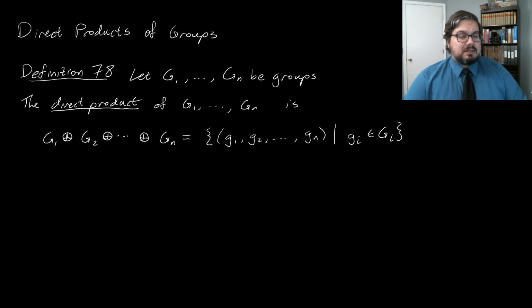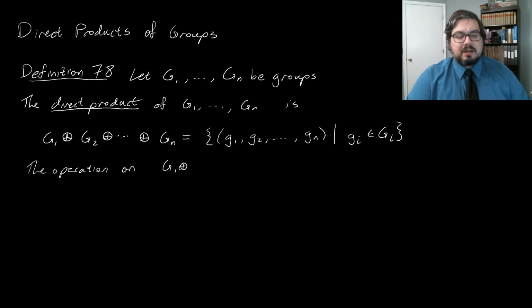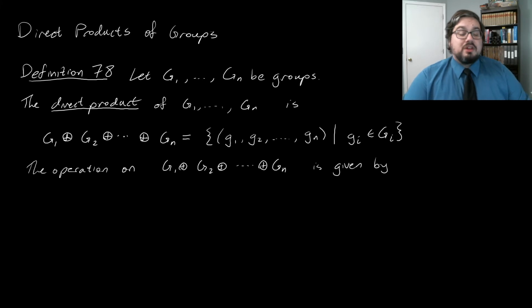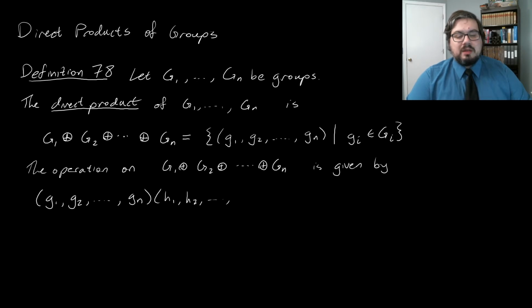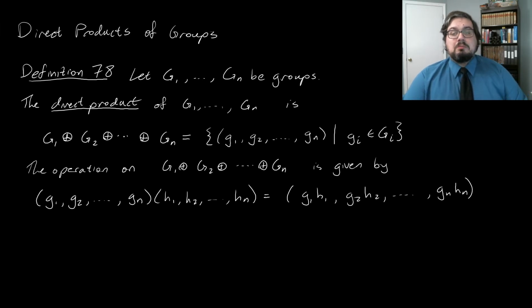So this is the direct product of groups definition. In order to give a group structure to this, we need to know what the operation is. The operation on this group, G1 direct sum G2 up to Gn, is given by doing the various operations for the groups G1 through Gn in each coordinate. So it's coordinate-wise operation, meaning that if I take an element (g1, g2, through gn) and multiply it by an element (h1, h2, up through hn), the result will be (g1h1, g2h2, up through gnhn). In order to multiply two ordered tuples together, I just multiply them in each component.